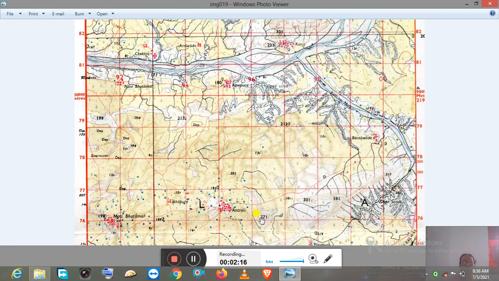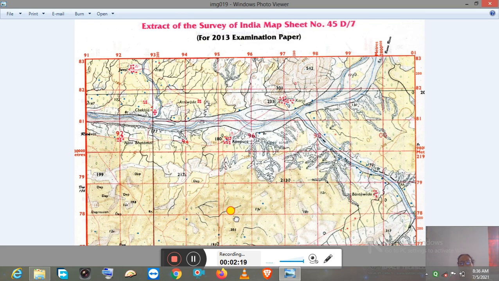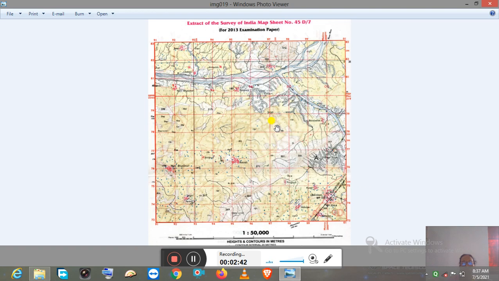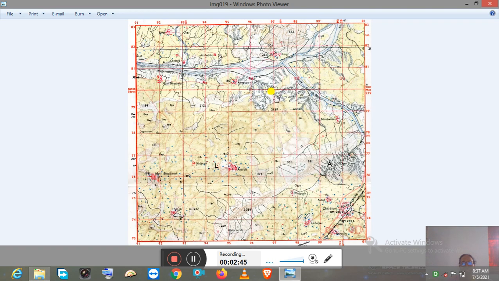Now you will see different features which you have written in your copy about direction. Here you can see the main river Banas is flowing from northeast to southwest, and a tributary is joining from southeast to northwest. So in the whole map you should know about the directions: north, south, east, west. These are the cardinal points, and the sub directions are northeast, southeast, northwest and southwest.